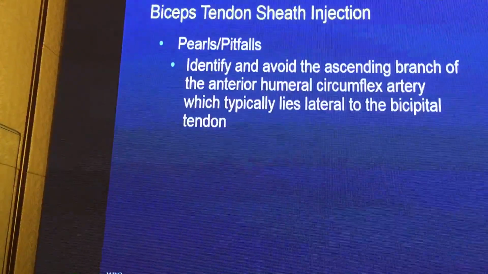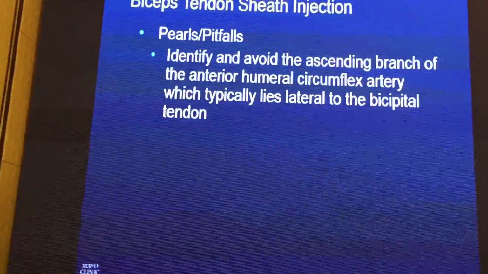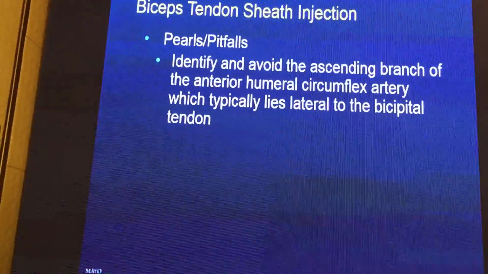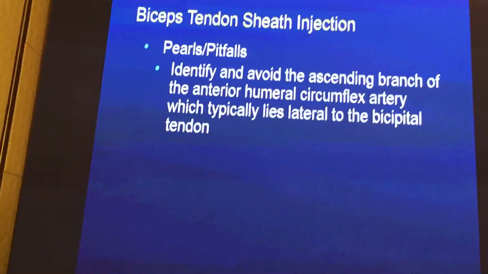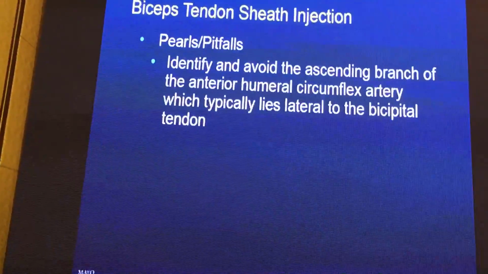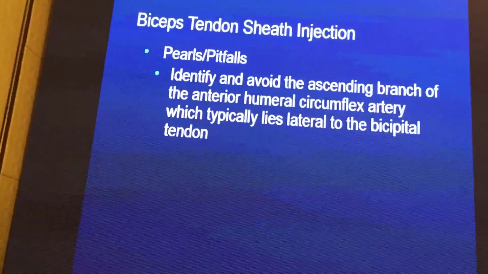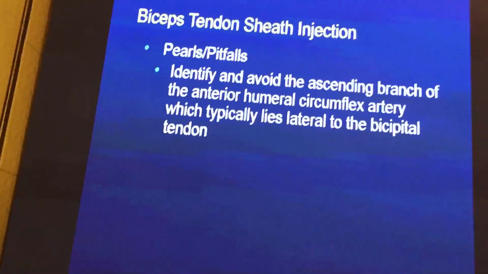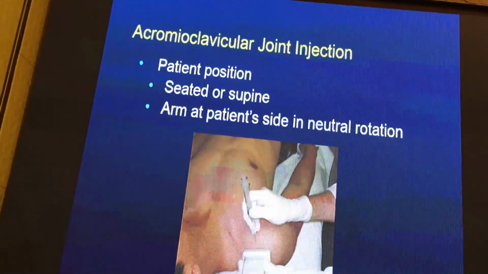Now, one of the things to remember is that the ascending branch of the anterior humeral circumflex artery sits in the lateral aspect of that intertubercular groove. And so is somebody going to bleed out if you hit it? No. But if you do hit it, you're going to have an inflammatory response in that area. You're going to get blood in the biceps tendon sheath. You might get synovitis. And so you're going to be injuring the area that you're trying to treat.